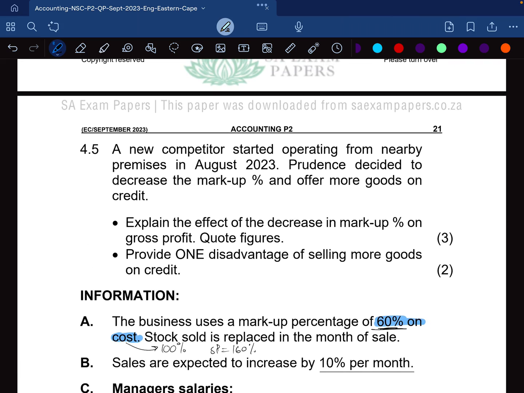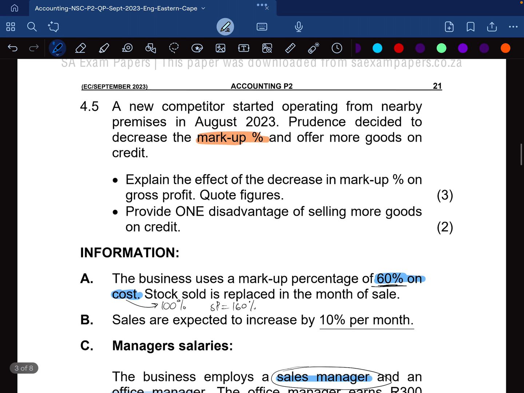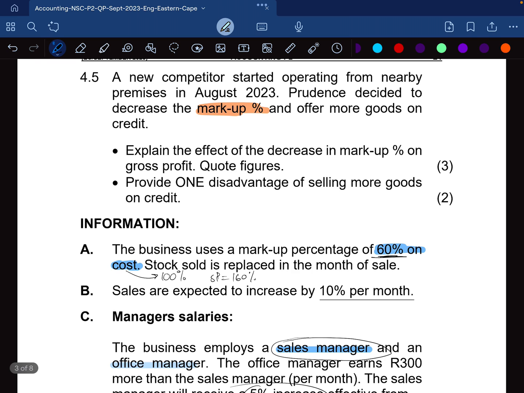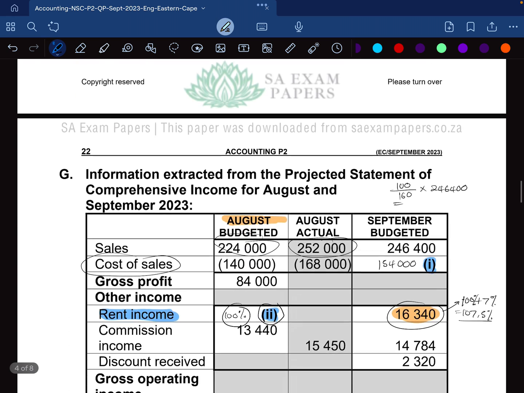Okay, and then we are going to look at the very last question, which is 4.5, I think. Yes, so 4.5 says a new competitor started operating from nearby premises in August 2023. Now, Prudence decided to decrease the markup percentage and offer more goods on credit. So, decreasing the markup, we know that this will have an effect either on our cost of sales and our selling price, and most definitely our gross profit. Okay, so we are said to explain the effect of the decrease in markup percentage on gross profit, and we're supposed to quote figures.